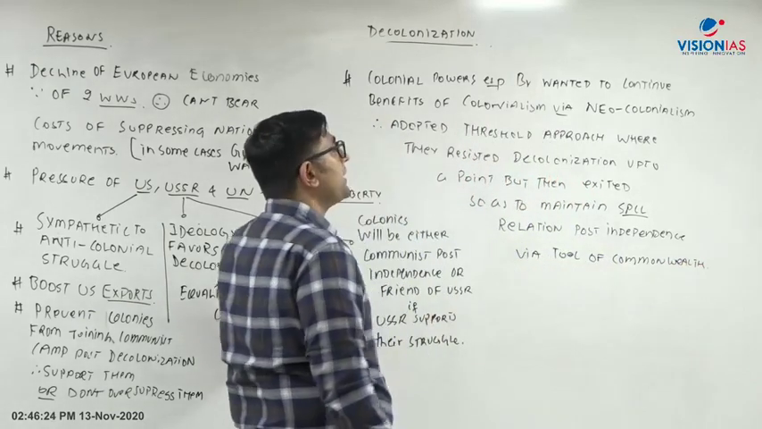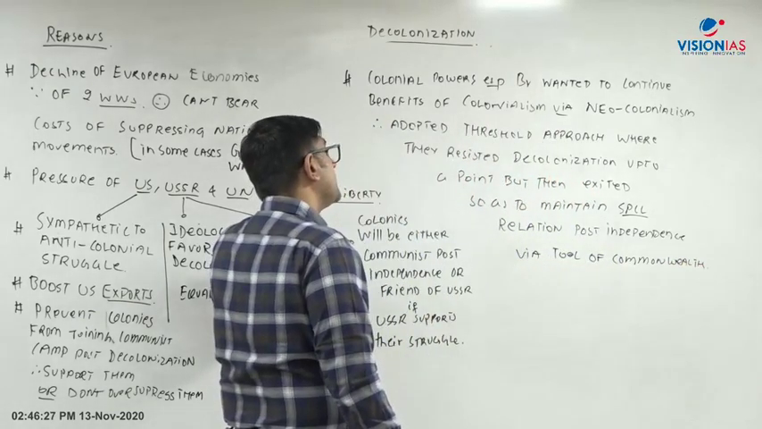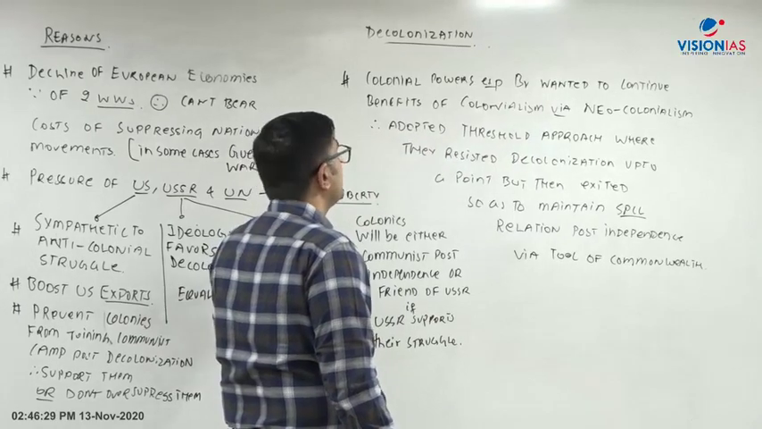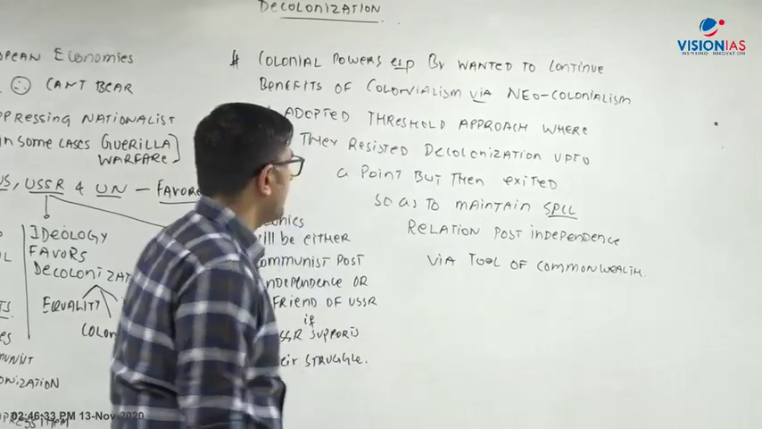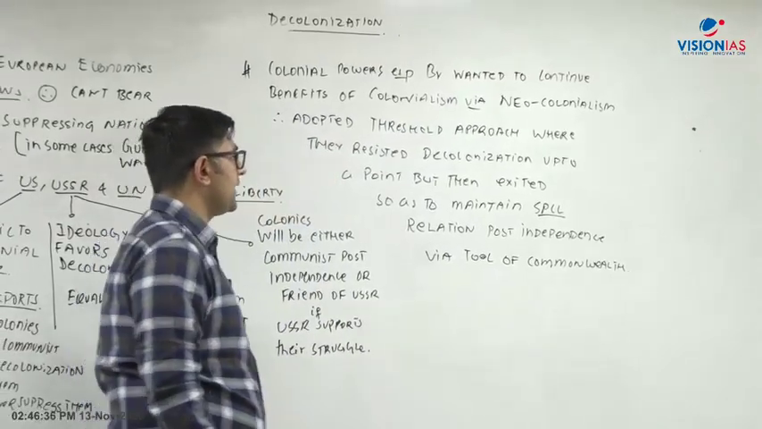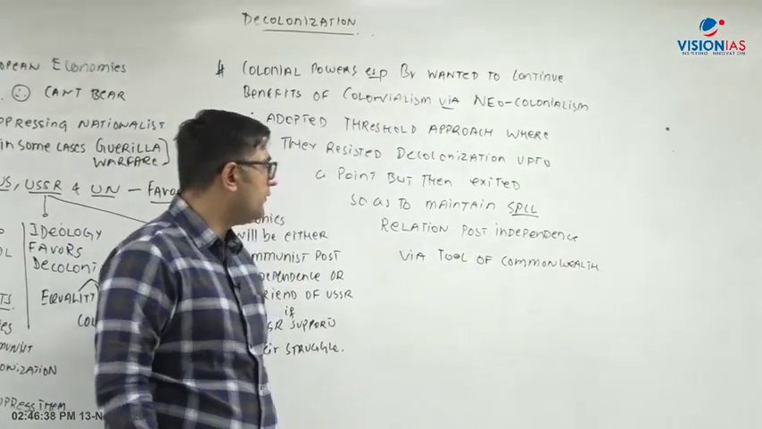Colony powers, especially Britain, wanted to continue the benefits of colonialism via new colonialism. Therefore, they adopted a threshold approach where they resisted decolonization up to a point, but then exited so as to maintain a special relationship post-independence via the tool of the Commonwealth.